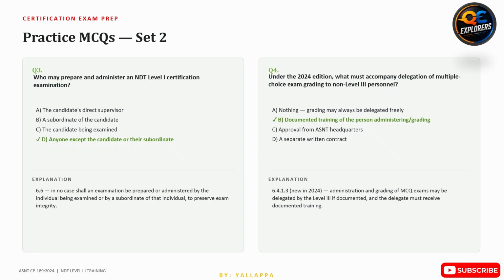The question asks, under the 2024 edition, what must accompany delegation of multiple choice examination grading to non-Level 3 personnel? The options are: nothing, grading may be delegated freely; documented training of the person administering or grading the examination; approval from ASNT headquarters; a separate written contract. The correct answer is option B.